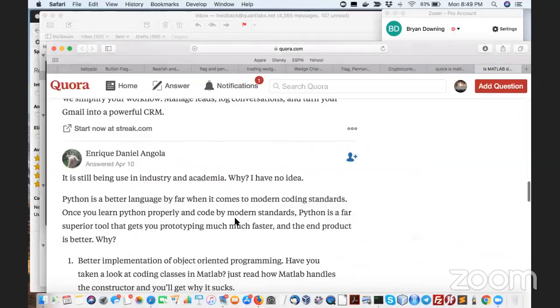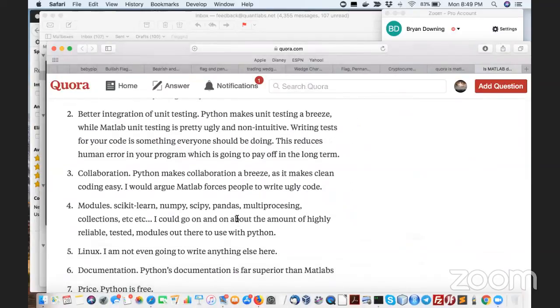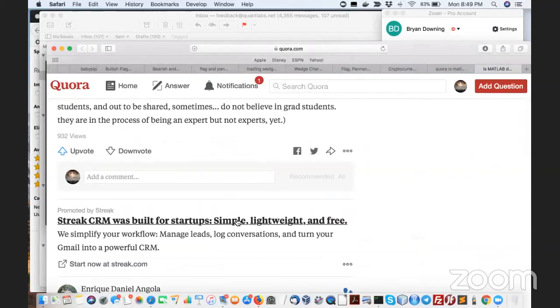But this is a pretty good article if you want to know the difference between MATLAB and Python. But the thing with MATLAB is the machine learning is awesome. This is a great tool. Don't get me wrong. It's very powerful, and the GPU is so easy.